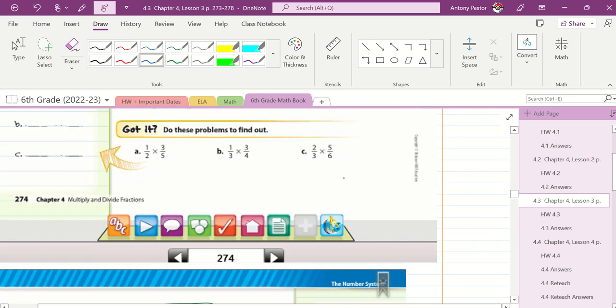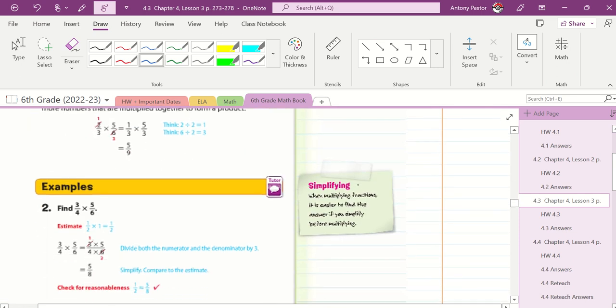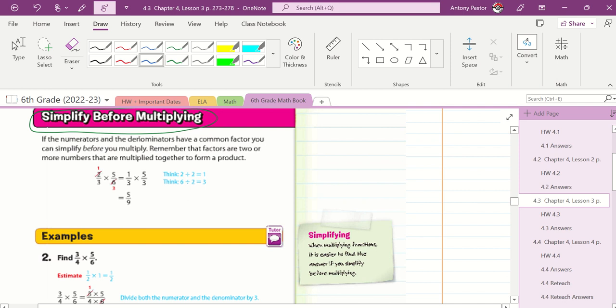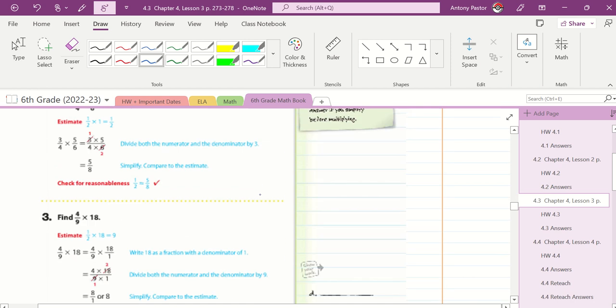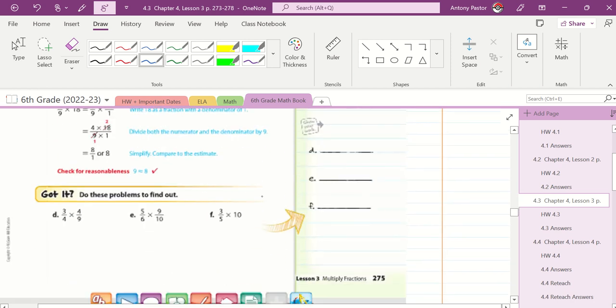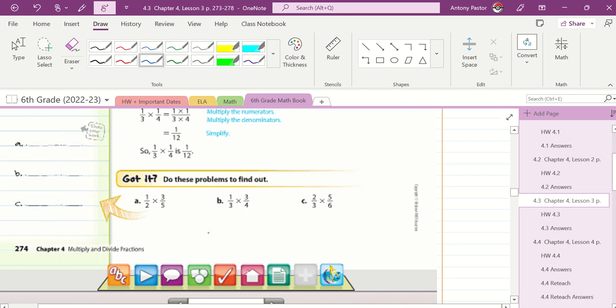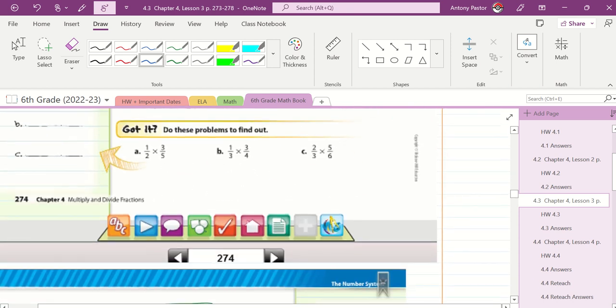Let's do some of these got its, and then let's see, simplifying before multiplying. We just went over that. So I did go over cross simplification, but we'll go over it one more time with the example that they give you. And then I think we're going to go ahead and solve these problems and call it a day. So let's do these got its.